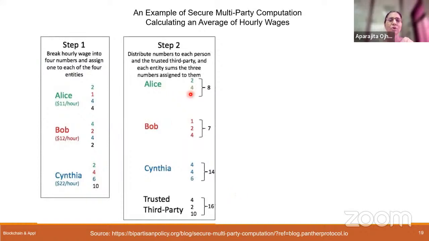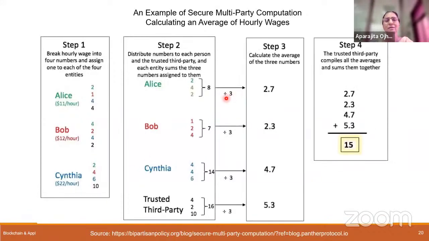So you can see here that Alice is having 2, 4, 2. She takes the sum of that. Bob takes the sum of whatever he gets. Cynthia takes the sum, and the trusted third party also takes the sum. And then all of them will be dividing by 3 to find out the average.